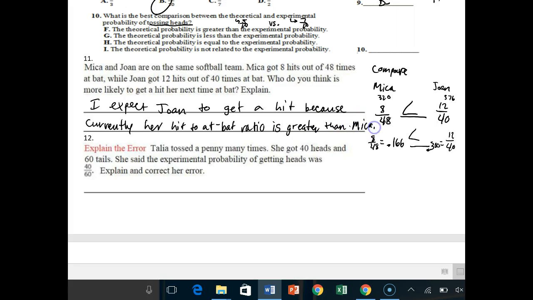Okay, all right. Number 12 is an error. Talia tossed a penny many times. She got 40 heads and 60 tails. She said the experimental probability of getting heads, since she got 40 heads, was 40 over 60. That's incorrect. You've got to explain the error. So again, she's saying that it's 40 out of 60 because she got 40 heads when she tossed the coin and 60 tails. That's incorrect. You've got to explain why it's incorrect.